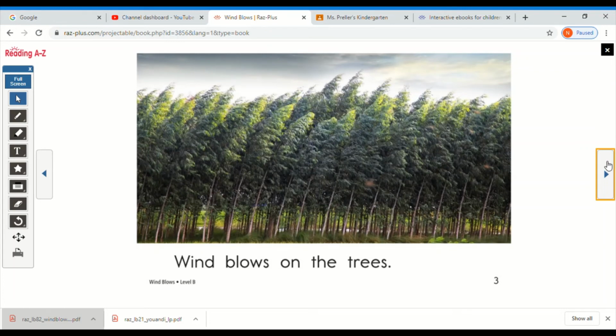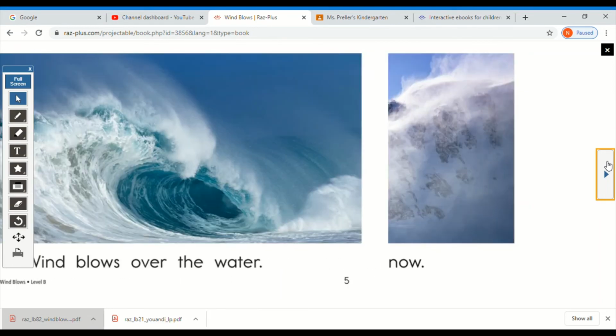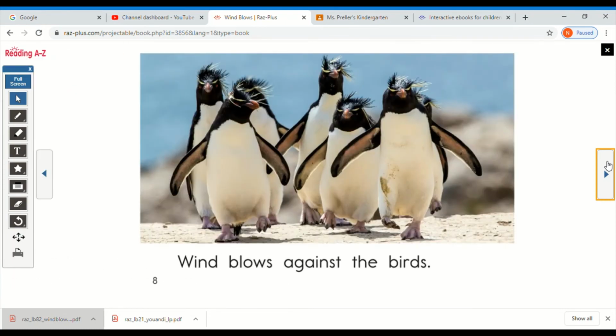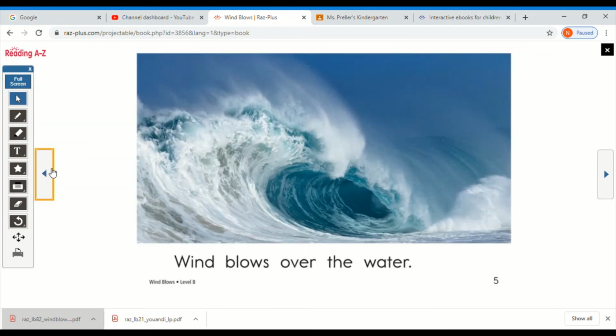Okay, my next question is, when the wind blows, what happens to the birds? So, we got to turn to the page where there's birds. There they are. And what happens to the birds? When the wind blows, it goes against the birds, and look at their feathers, their little eyelashes, they go sideways. Good. On the page with water, what happens when the wind blows? Let's go back to the page with water. Ooh, the wind blows over the water, and what does it make the water do? It makes a wave. I bet you didn't know that what causes waves is wind blowing.